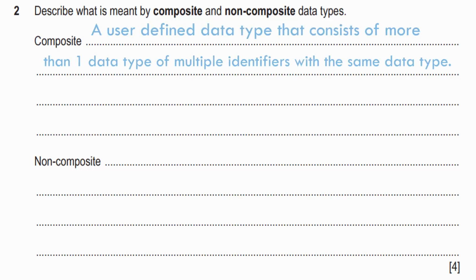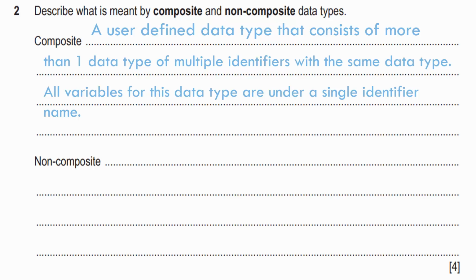It's a user-defined data type that consists of more than one data type, or multiple identifiers with the same data type. So they have one single name. All variables for this data type are under a single identifier name. So if we had students, we may create a structure, because remember in VB.NET, we don't have records. We create a structure. Well, under that structure, we could have a student name as a string, student ID number as an integer, student major as a string. So we have multiple identifiers with the same data type being that student info record.